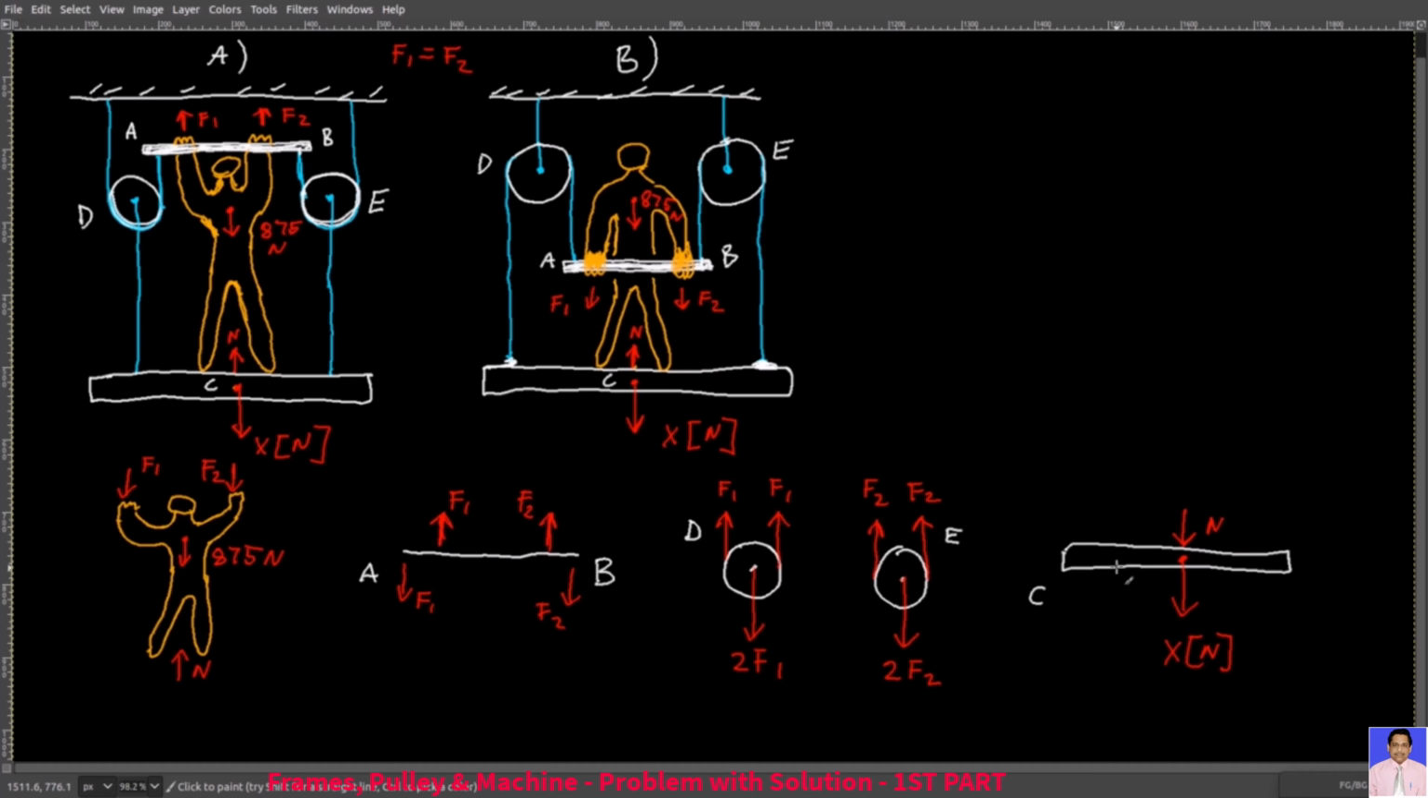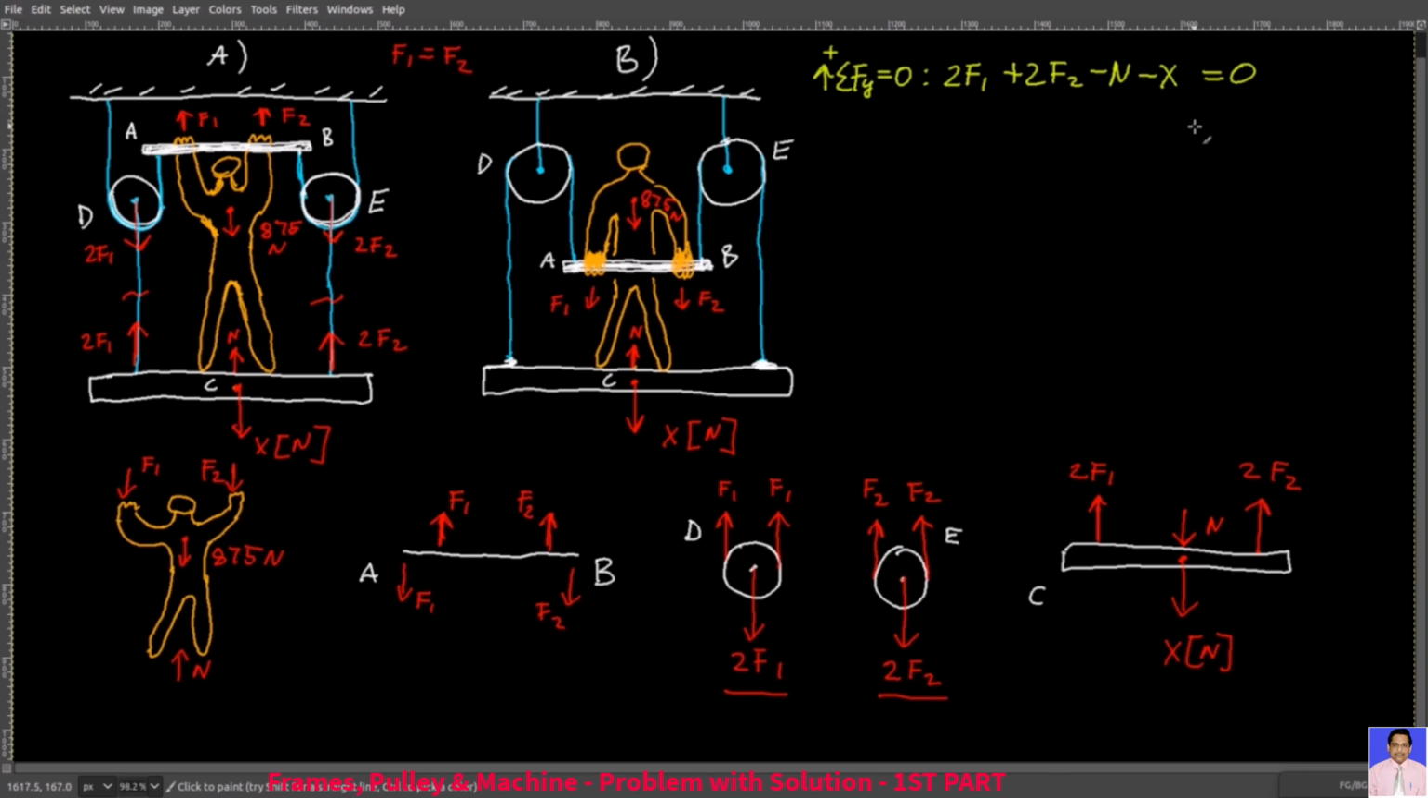And Newton's third law is also the reason why you have 2 times F1 here and 2 times F2 here. Because in the pulleys, you have it here and here. And if you mentally cut these 2 wires, then you would have 2 times F1 here from both sides and 2 times F2 here from both sides. All that keeps the platform in equilibrium. And now, let's use the equilibrium principle on this platform C in the vertical direction.